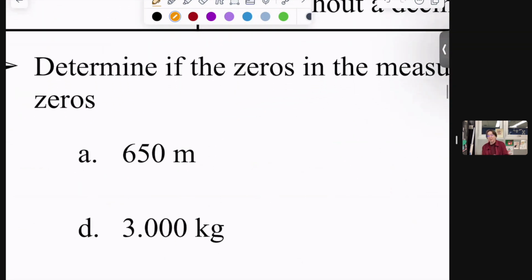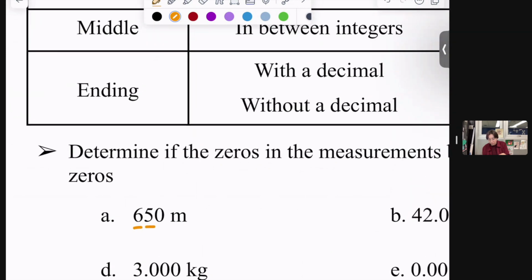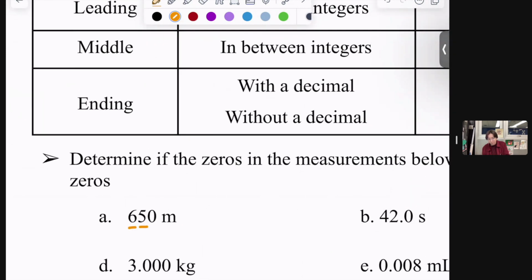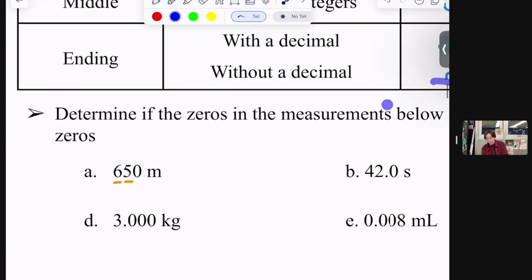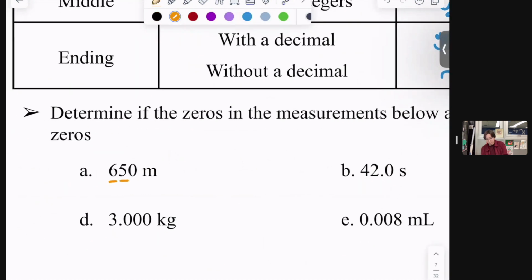I'm going to underline all of my significant figures and count them. So non-zeros are always significant, and then is this 0 significant or not? We could choose to think about precision, or we can look back at our rules. It's an ending 0, and there's no decimal place. No decimal, no dot. So it is not significant. So this only has 2 sig figs.